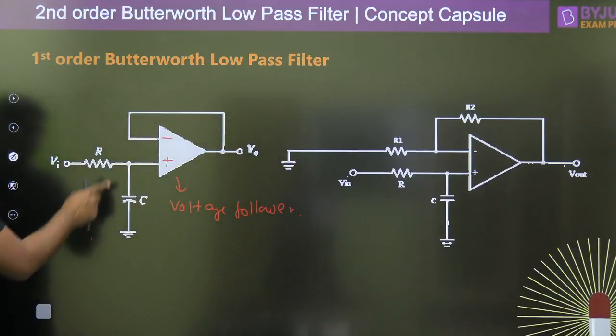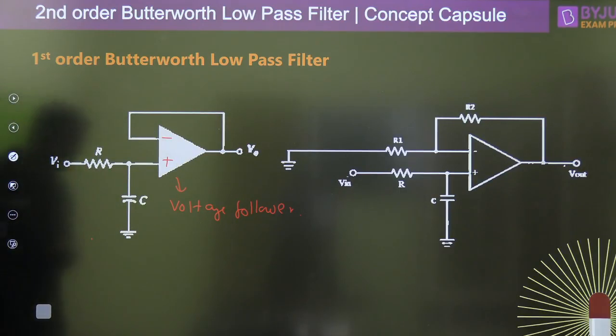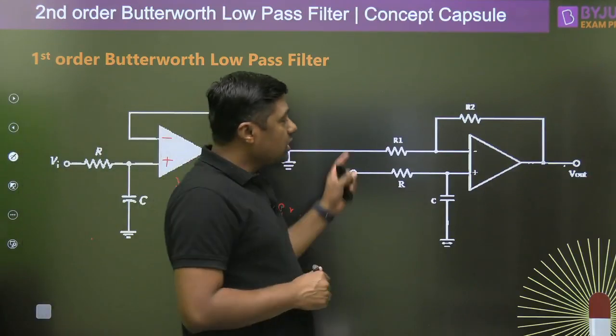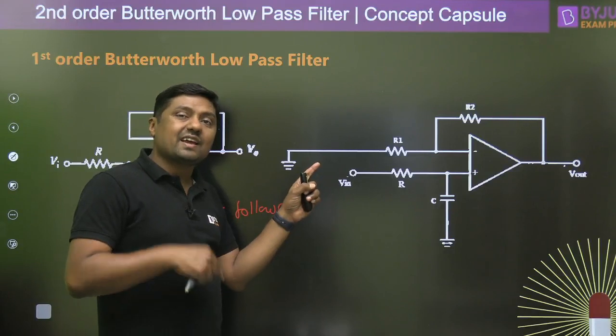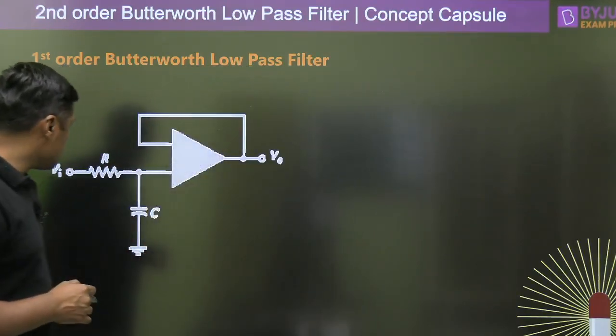Now watch this diagram. This is the R and C. So this is called the first order circuit. This is the diagram for the low pass filter. Now, what is the difference between this diagram and that diagram? I will explain, and why the second order Butterworth filter is required. Now, first of all, this diagram.